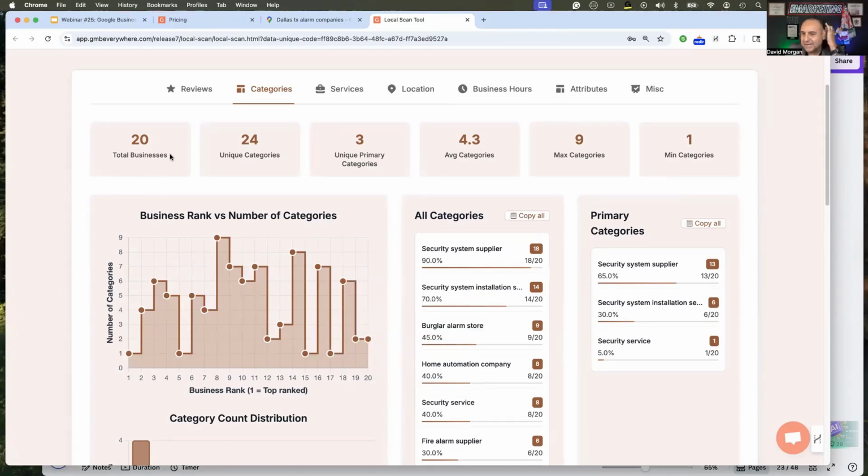Okay. So once again, of the 20 businesses, there are 24 unique categories.